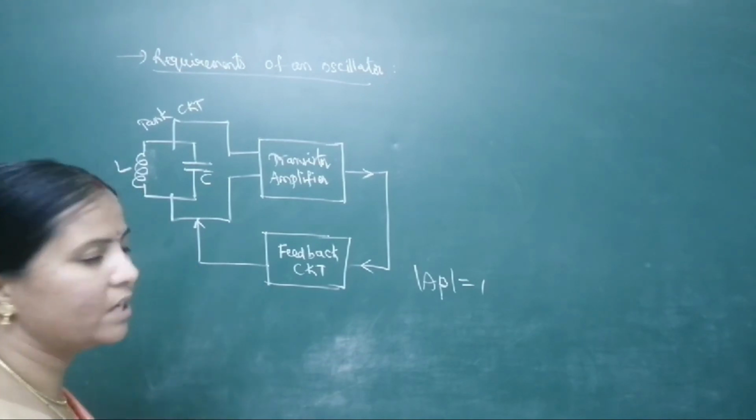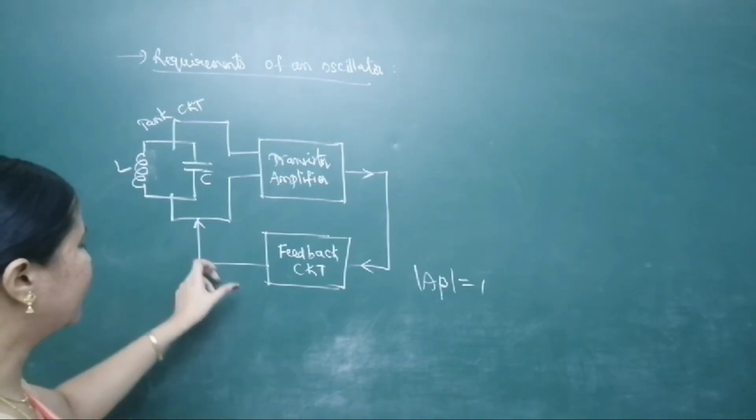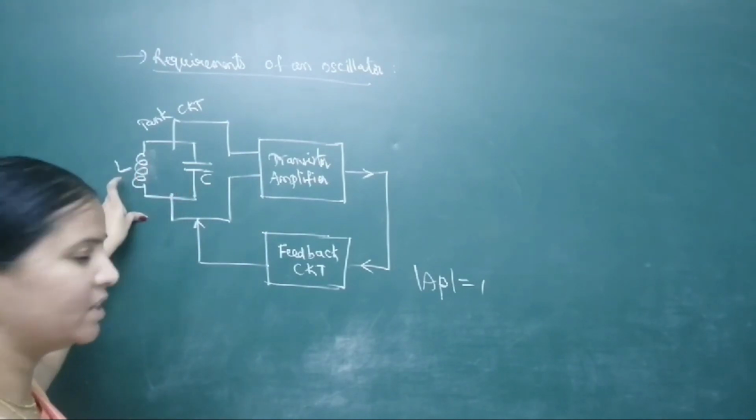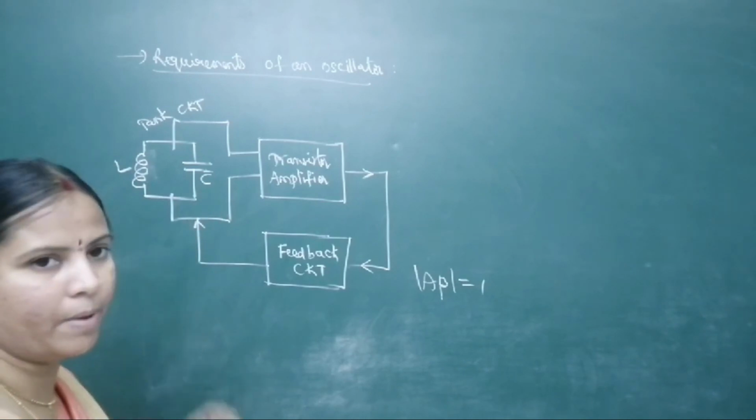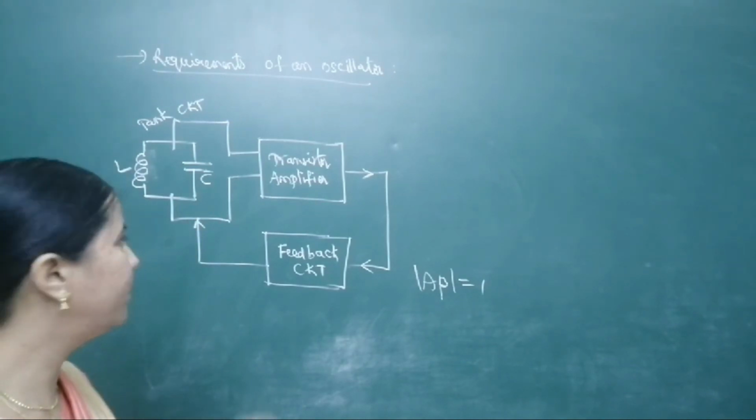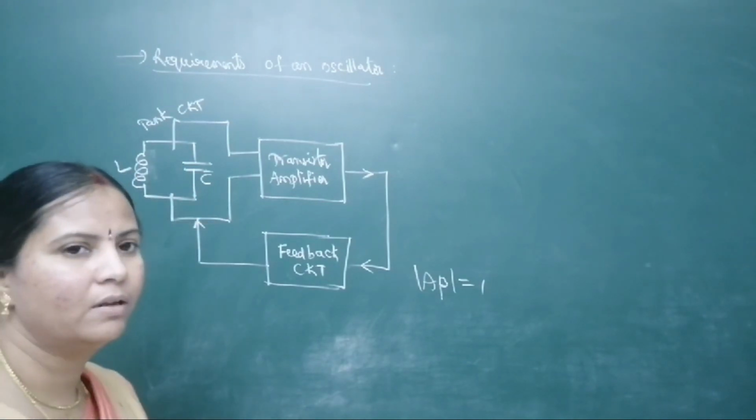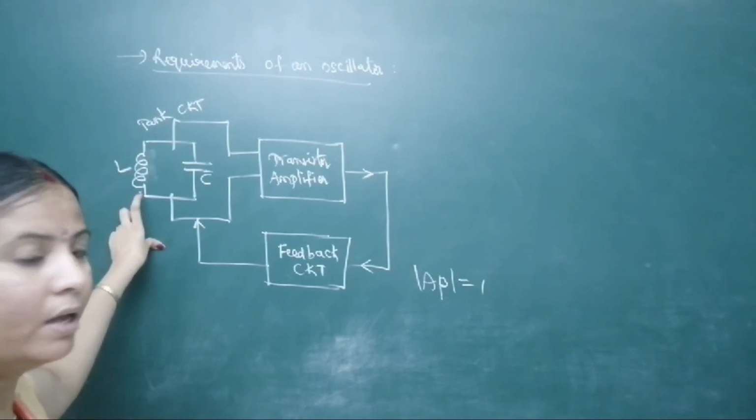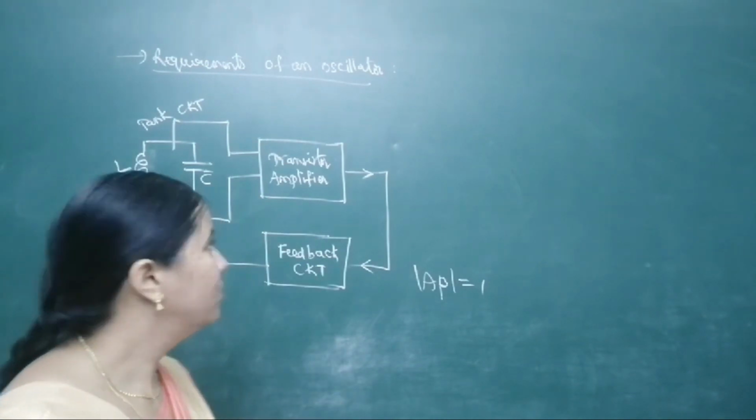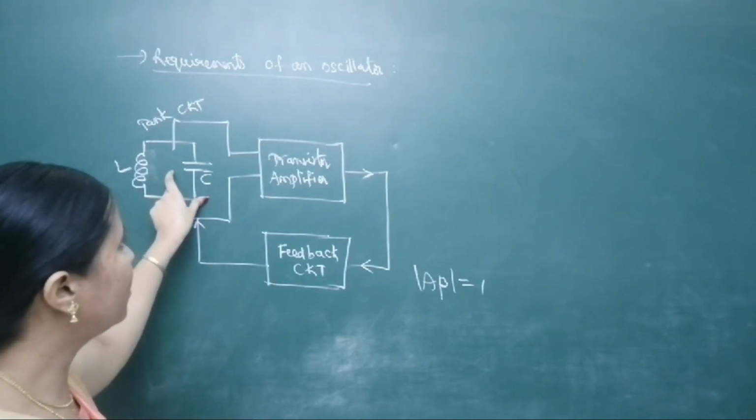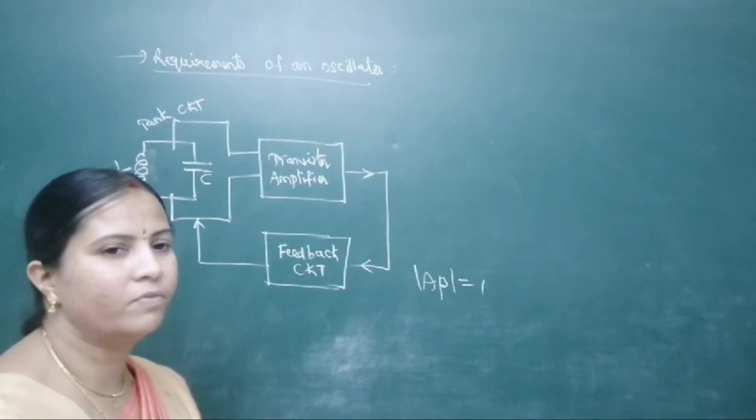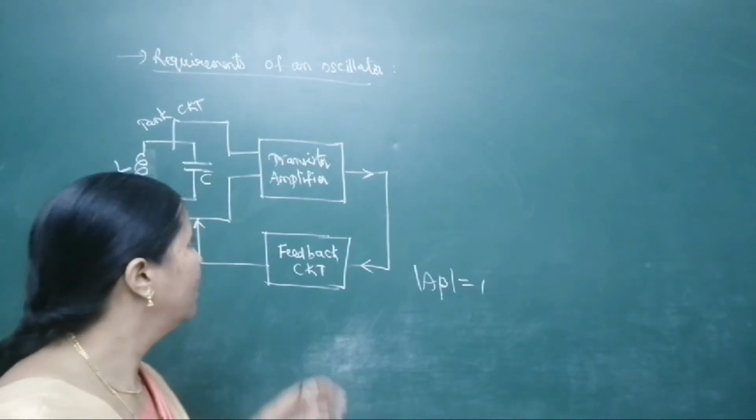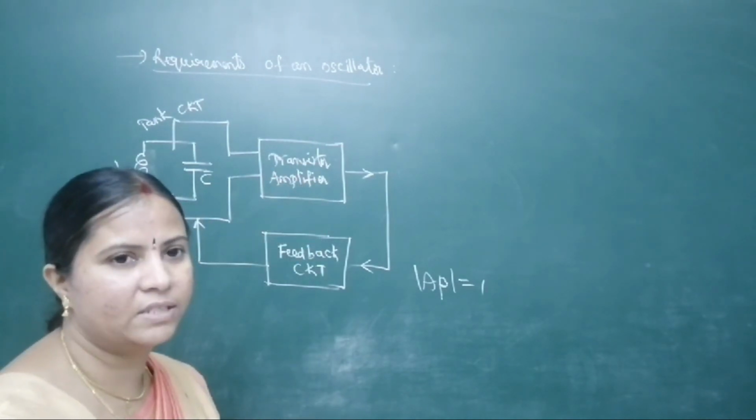Here the tank circuit acts as a feedback circuit to the transistor amplifier. The tank circuit is nothing but the parallel connection of an inductor with a capacitor. Depending on the values of the inductor and capacitor, the conditions for oscillation will be established. Coming to the transistor amplifier, the tank circuit output is given to the input of the transistor amplifier. By using the transistor we can amplify the signal.